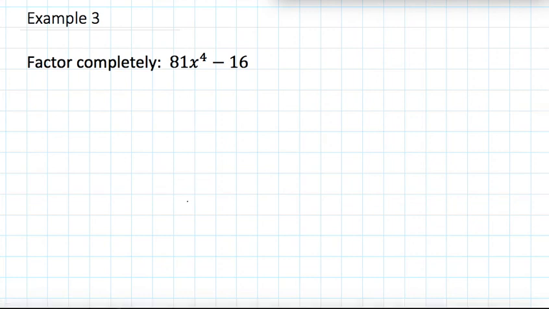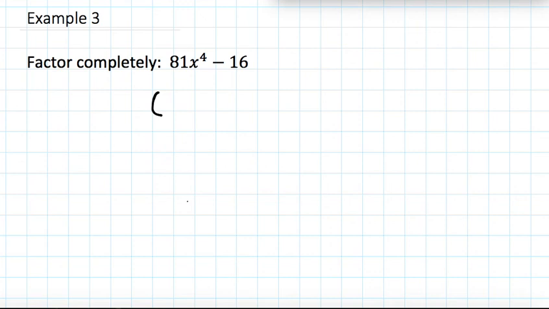The last one that we're going to do here is example 3. It says to factor completely, and that's kind of a clue that there's going to be multiple steps here. So looking at this, my numbers are 81 and 16. I don't have any GCF that I can take out that's in common between both of those, and there's no variables to take out either. So we can go right to factoring difference of squares.